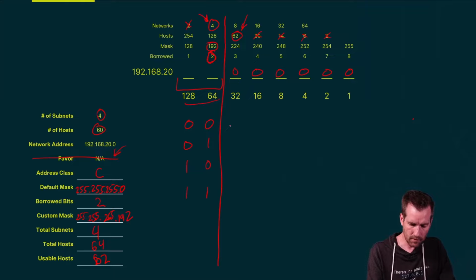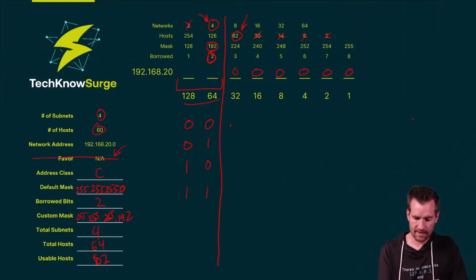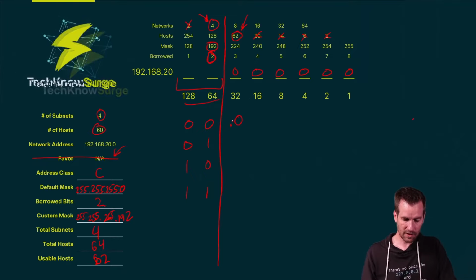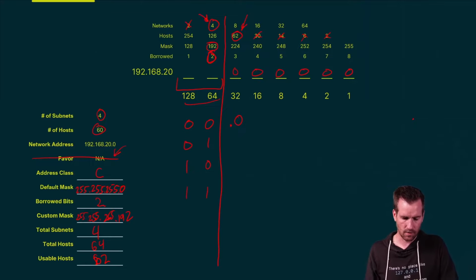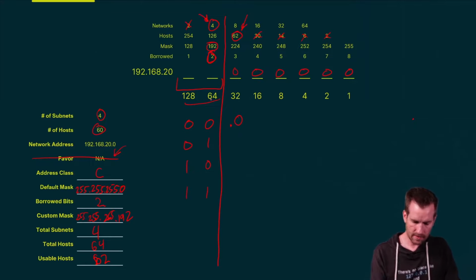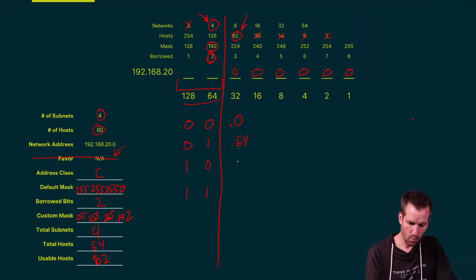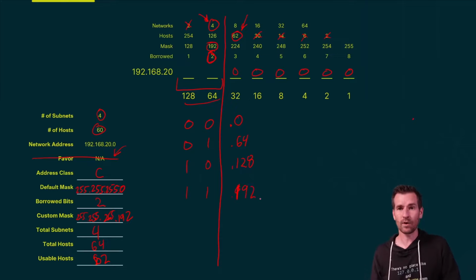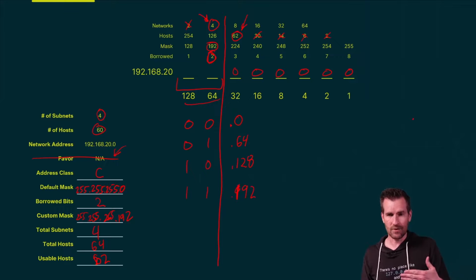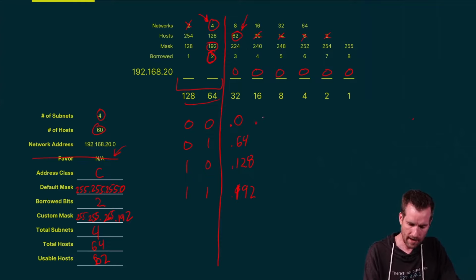It's going to be whatever these first 2 bits actually make it up. So the starting range for this, this first one is all zeros for this last octet. So we're going to have a .0 network, so that's .0. Okay, the next one, all zeros except for this 64, so that's a .64. We've got a 128, and 128 plus 64 is 192. So there is our network addresses. The first usable address, since we can't use the network address, is just going to be 1 up from that. So we got a .1.